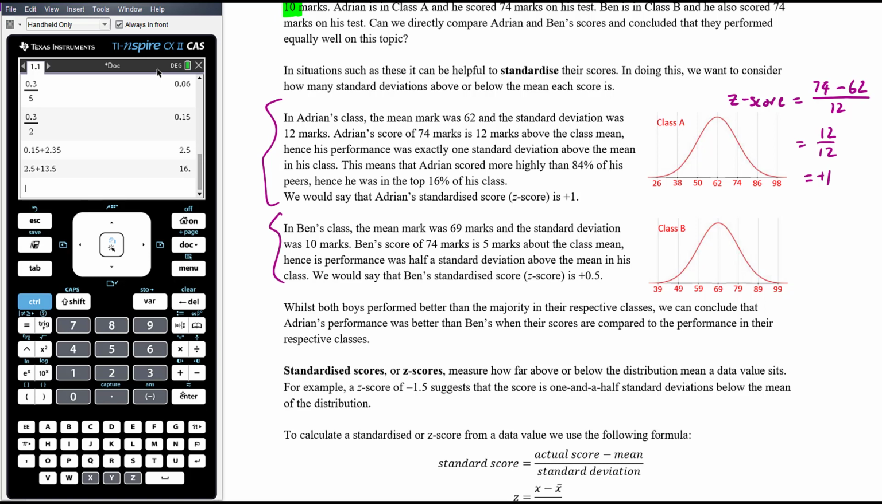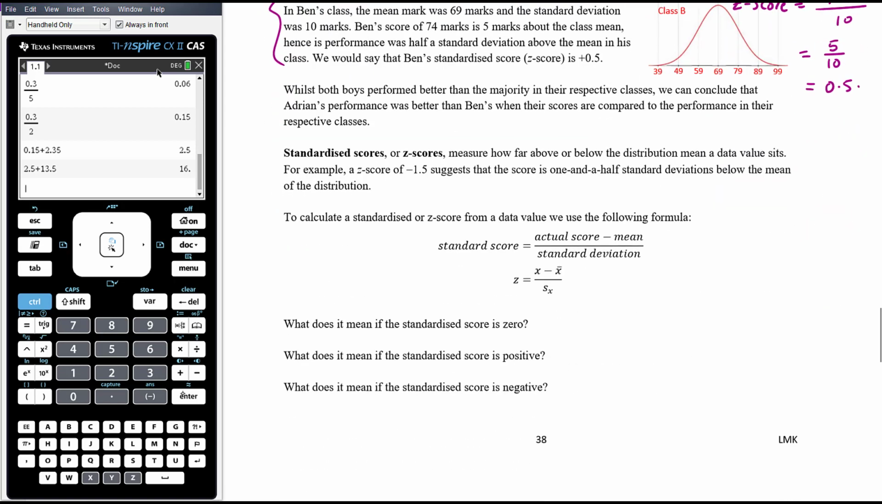In Ben's class, his z-score is going to be his actual score, which was also 74, take away the mean in that class, which is 69, and divide it by the standard deviation, which was 10. 74 minus 69 is 5. 5 divided by 10 is 1/2, or 0.5. Alright, so that's our formula.